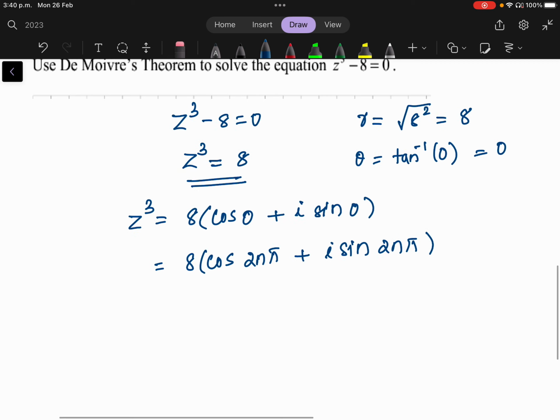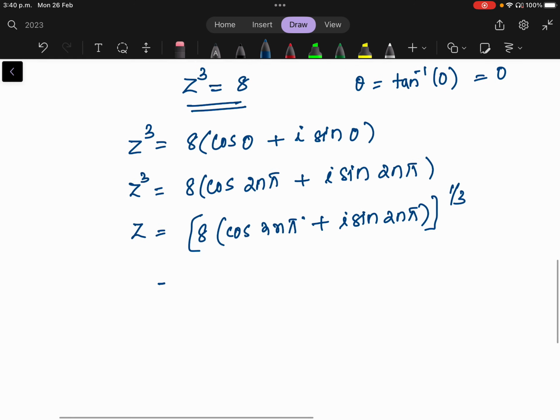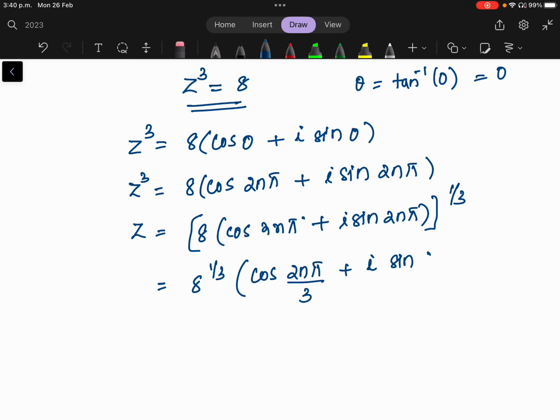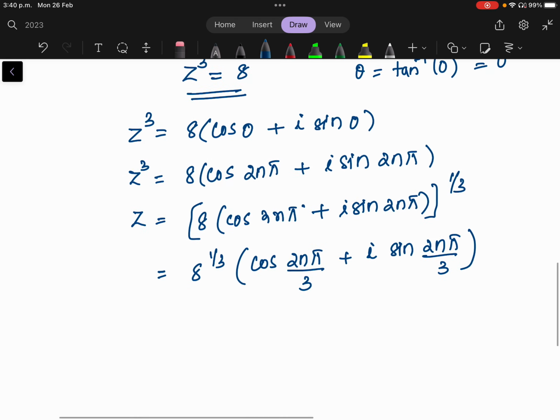Okay, and then this is z cubed. Now to find z, you put this whole expression, cos 2n pi plus i sin 2n pi, to the power of 1 over 3. So then that will become 8 to the power of 1 over 3. And for this one you can use De Moivre's theorem, so that will be cos 2n pi over 3 plus i sin 2n pi over 3. So this is the general form for the complex number z.